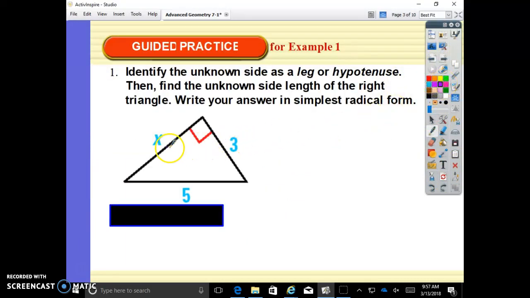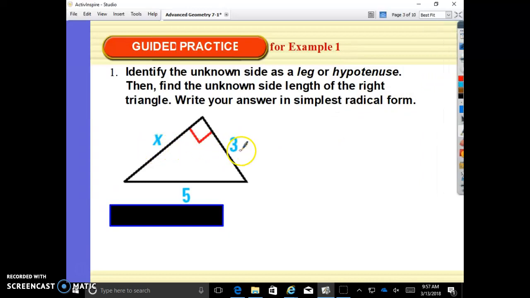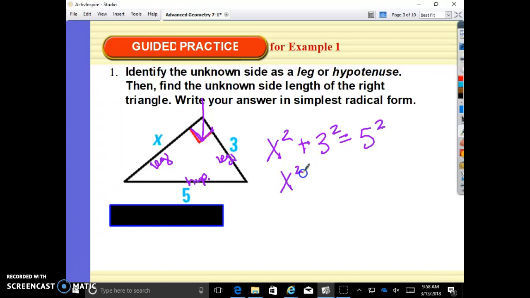So on this one, what squared plus 3 squared equals 5 squared? I know that the 5 is by itself because 5 is across from the right angle. 5 is our hypotenuse, and these are our legs. All right, so we have a leg and a hypotenuse. What squared plus 3 squared equals 5 squared? What squared plus 3 times 3 is 9 equals 5 squared, or 5 times 5 is 25.